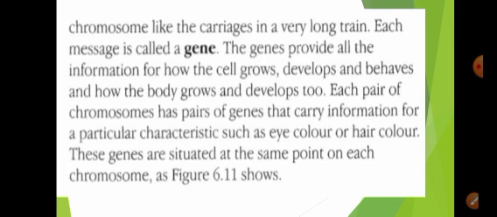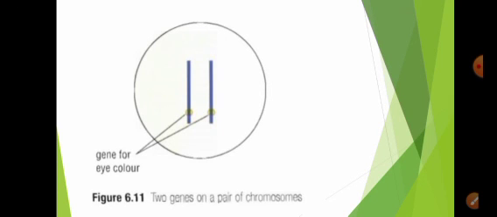The gene provides all the information for how the cell grows, develops, and behaves, and how the body grows and develops too. Each pair of chromosomes has pairs of genes that carry information for a particular characteristic, such as eye color or hair color. These genes are situated at the same point on each chromosome, as figure 6.11 shows. So as we can see, we have the two genes on a pair of chromosomes, and the gene for the eye color exists at the same location on both chromosomes.